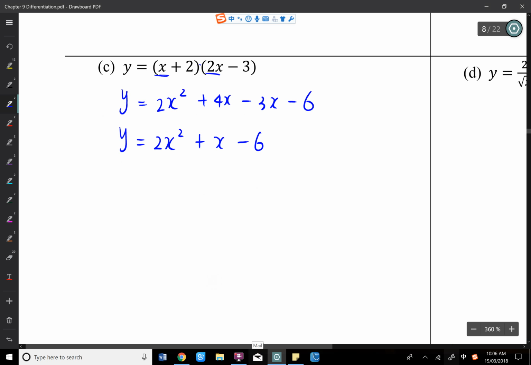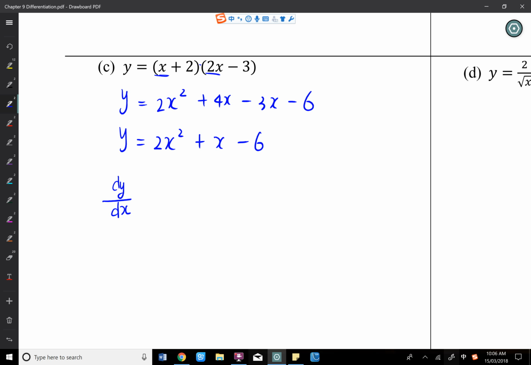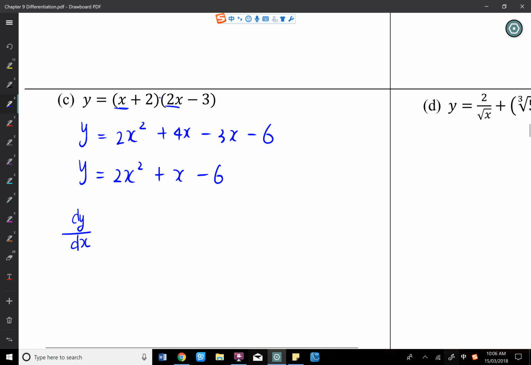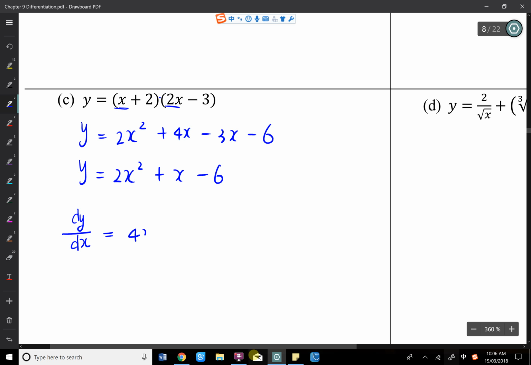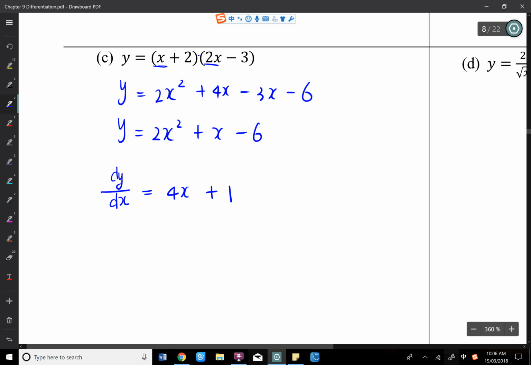And then the notation will be dy/dx. Function notation, you can say f dash x or g dash x, but when you have y equals some expression in x, you will say dy/dx. That's the notation for the derivative. And that gives you 4x plus 1.